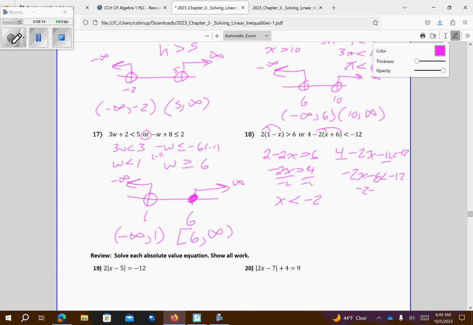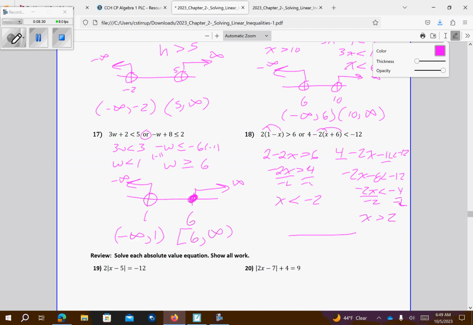Add 8 to both sides. That's going to give me -4. Divide both sides by -2, so the signs are going to flip. So that's going to give me, that's -2, right? So that's going to give me a +2.